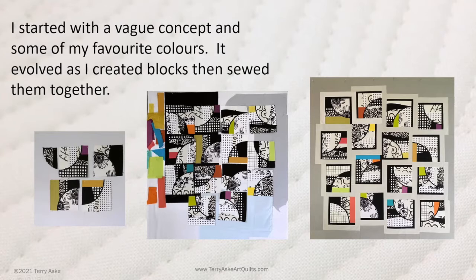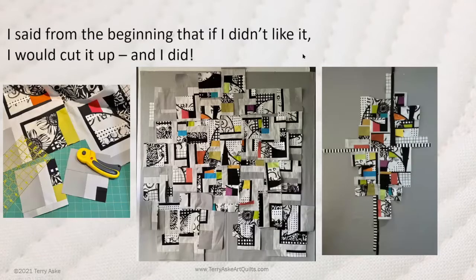And eventually, in June, I had these blocks sewn together. But I decided I didn't like them. It looked too precise. It wasn't really what I was intending. And I said from the beginning that if I didn't like it, I would cut it up. So I did. I cut my completed quilt top into 6-inch squares and put them back up on my design wall, and eventually edited it down to these few that you can see on the right.